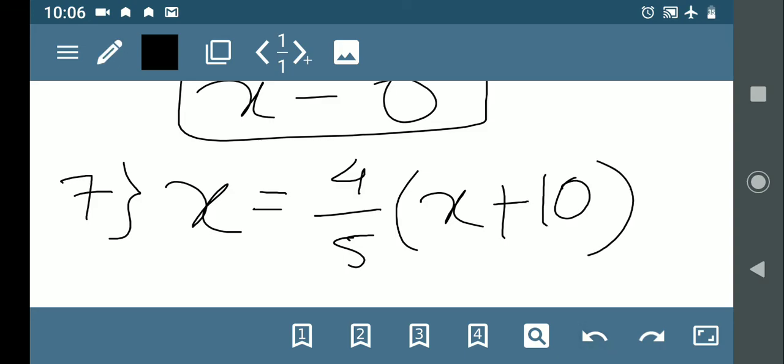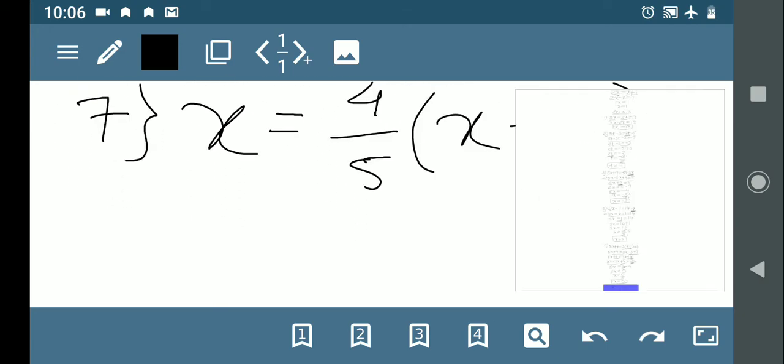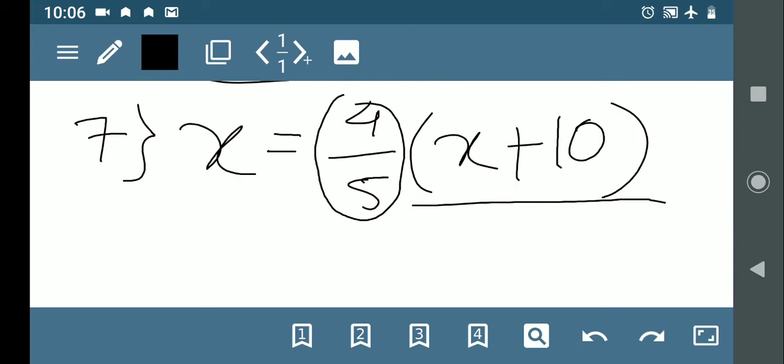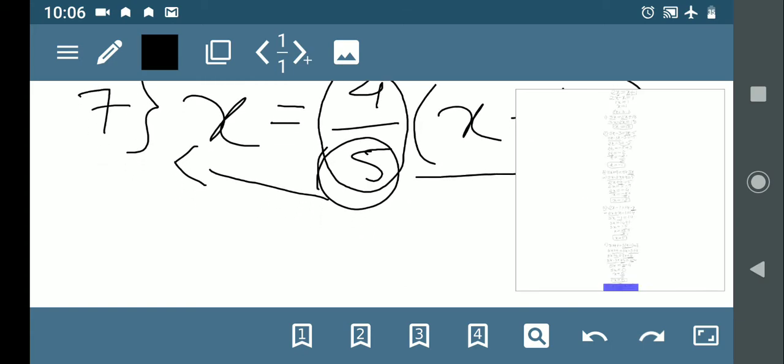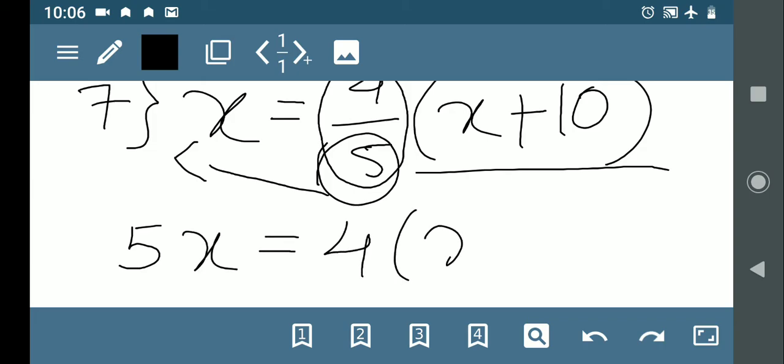x is equal to 4 by 5 of (x plus 10). First, 4 by 5 is multiplied with the whole term (x plus 10). In such cases, you can take this denominator 5 to the LHS. So from division it becomes multiplication. So we'll have 5x is equal to 4 of (x plus 10).